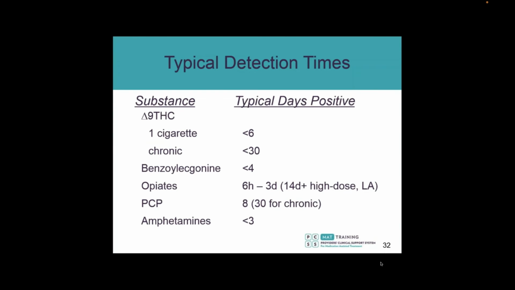Typical detection times for detecting somebody's exposure to a substance: you can see that tetrahydrocannabinol, because it is lipophilic, a single use can still be positive for 5 days or under, and chronic use can be positive for a month or less. Cocaine is usually 3 days or less. Opiates can really vary depending on whether it's a long-acting or short-acting opiate, whether they're exposed to high dose or low dose. 6 hours to 3 days is typical. PCP, again, can be 8 days or less, but 30 days for chronic, and amphetamines are fairly short-acting, short-lived in the urine at 1 to 3 days.